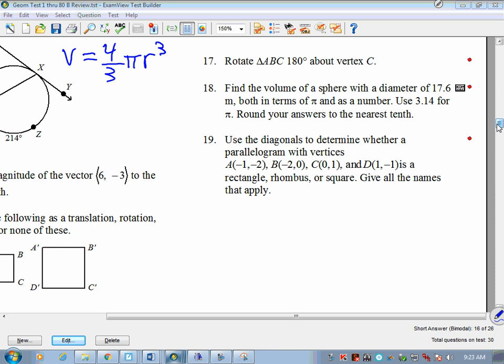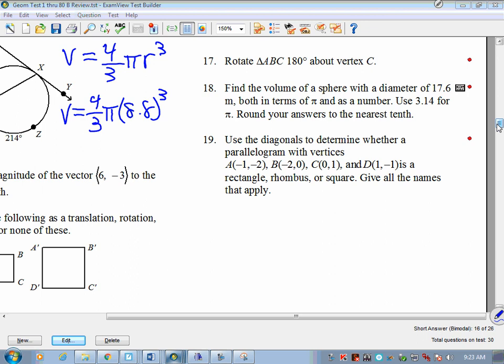Okay? Does anybody notice anything about the information that they give me that I might have to change or do something with? Divide 17.6 by 2. Why would I need to divide 17.6 by 2? I need the radius, not the diameter. All right. So we're going to solve. We need 4/3 pi. What is 17.6 divided by 2? 8.8.